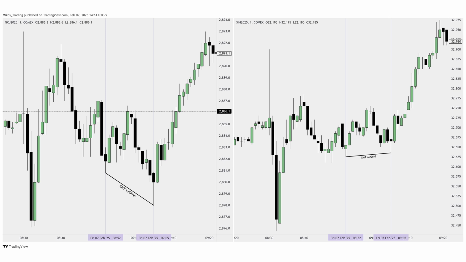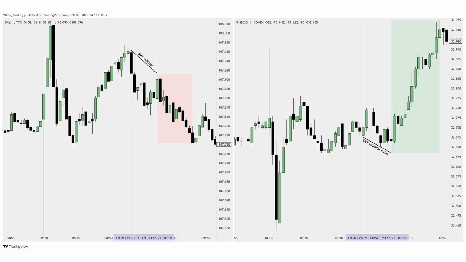For additional confidence, I look at correlated markets, in this case gold. We can see that silver was unwilling to make a lower low, where gold made it. That is SMT with gold, which gives us further confidence that higher prices are in order.